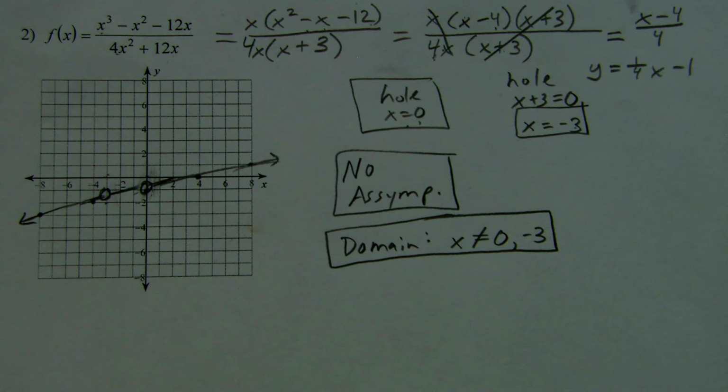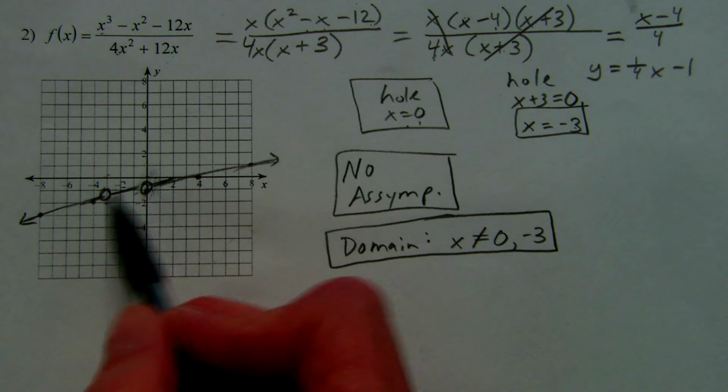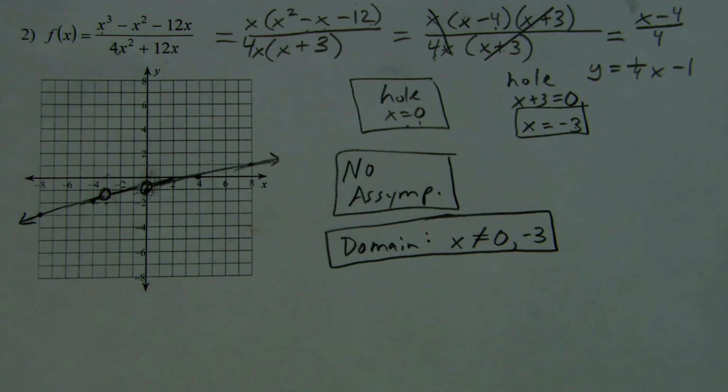So I told you each of these was going to have a different shape. Yeah, and there's just no asymptotes or anything in there to really worry about because it comes out linear when you get rid of everything. It's linear except it has these 2 holes, and those 2 holes are what make this not actually a normal linear function. It's a rational function because it started with a fraction.